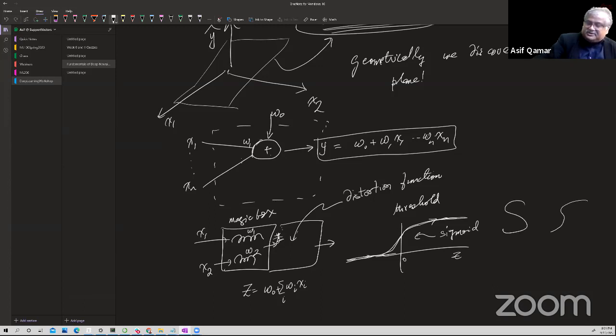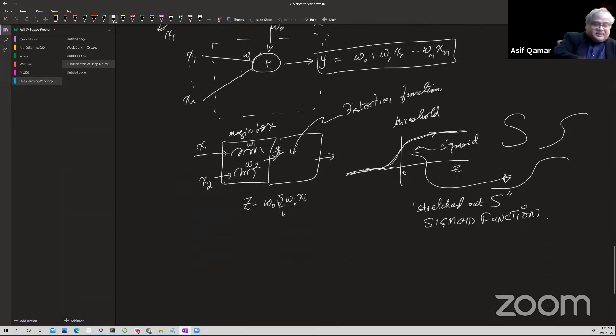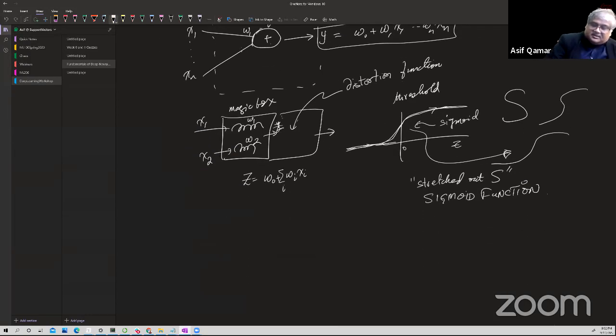And what happens if you stretch S? It looks like this, isn't it? A stretched out S. So any function that has a shape like this is called a sigmoid function. There are many sigmoid functions, but I'll mention the most popular ones. The logistic function is the most common that people know about.